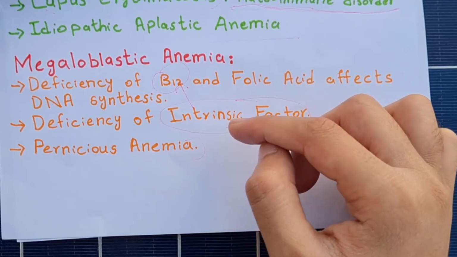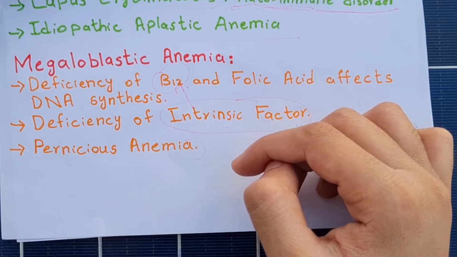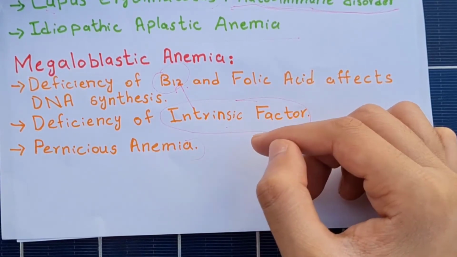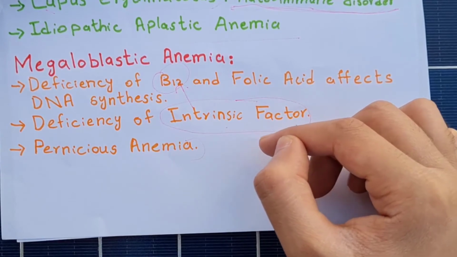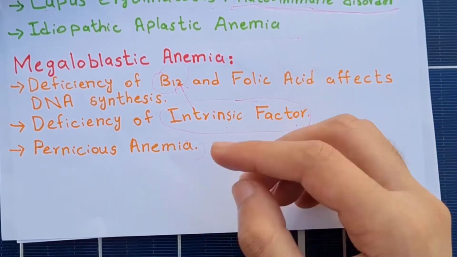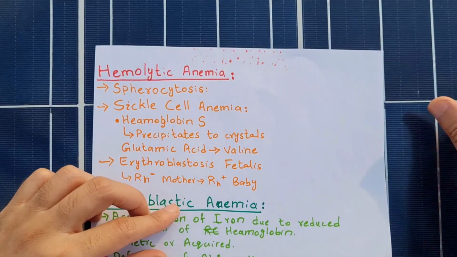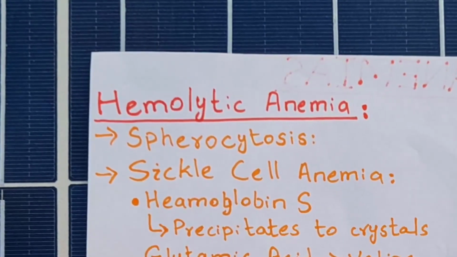However, in some disorders, such as an autoimmune response against the parietal cells of our stomach, the parietal cells fail to produce intrinsic factor, which leads to a deficiency of vitamin B12, causing megaloblastic anemia, known as pernicious anemia. Now let us discuss another important class of anemia, known as hemolytic anemia.